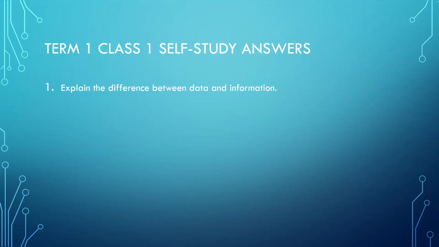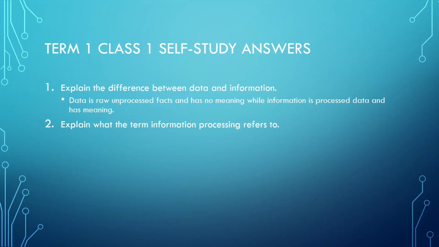Data is the raw facts and figures, and information is the processed data. Exactly. So data would be unprocessed facts, raw unprocessed facts, has no meaning, while information is processed data and has meaning. What about the next one? I'm not sure. Okay. Well, information processing is the use of computers to process data and turn it into information.